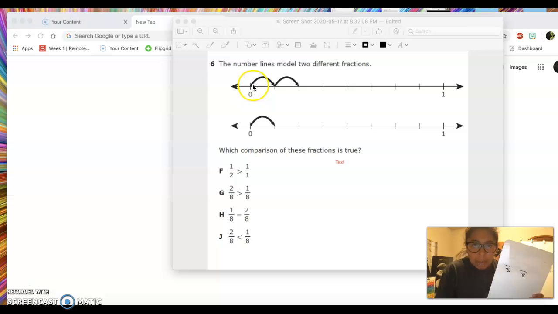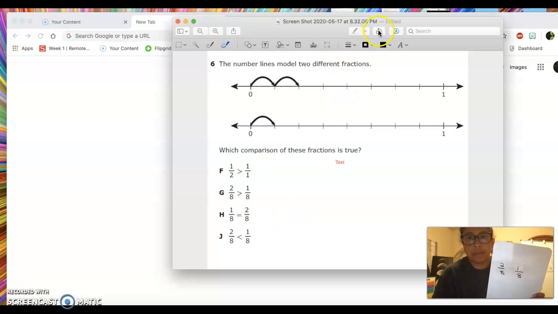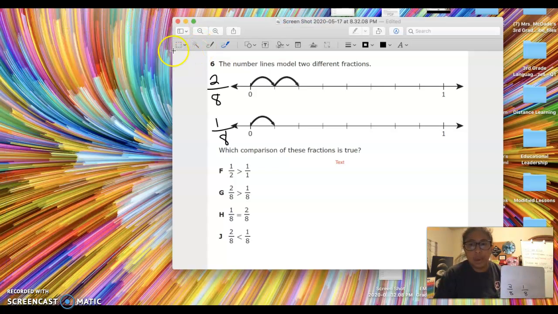Okay? I'm going to count this as 1, 2, so I know that one is 2 eighths. And this bottom one here is 1, so I know it's 1 eighth. Okay? Now I have to figure out which of these symbols is most appropriate for it. Okay, so I know that that's 2 eighths and that's 1 eighth.